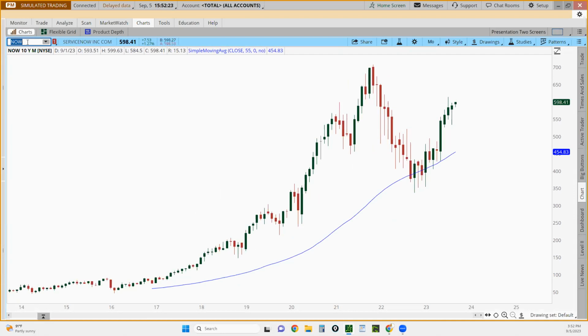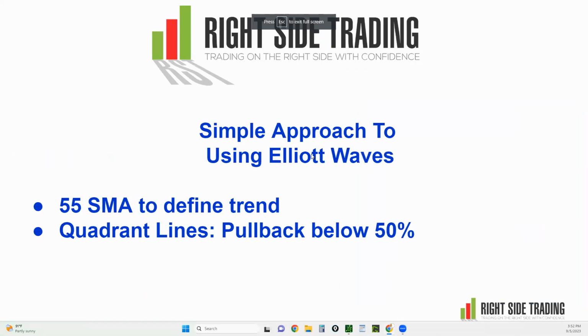The idea is, once you understand how this works, once you understand what to look for, once you understand how to manage it properly, then it becomes easy for you to go out there and find your own.